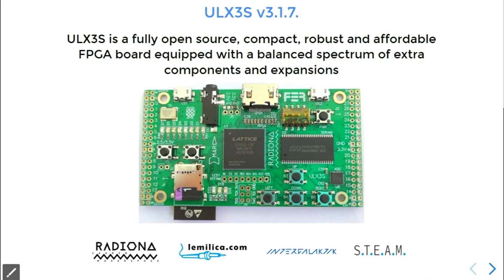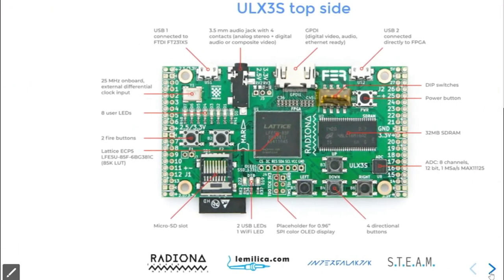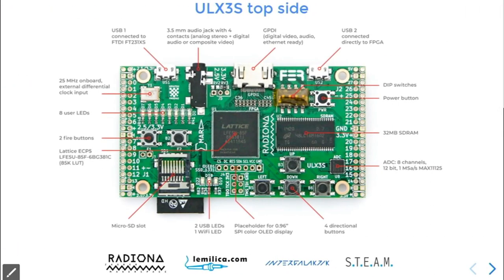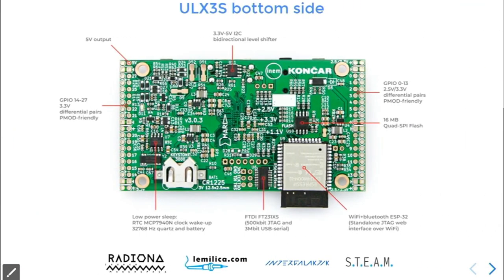On the top right side of the header there is also a 5 volt input/output, so you can provide 5 volts over that connector or use USB and have 5 volts out for external peripheral devices. Just a quick overview of the front side of the board and the back side.